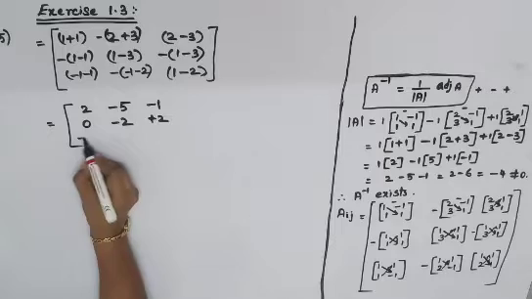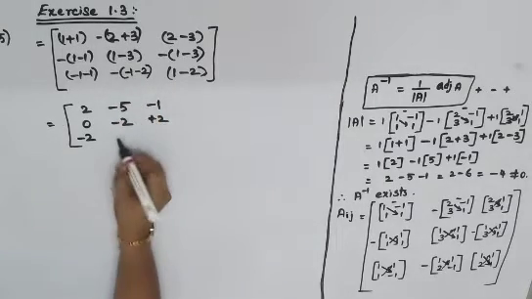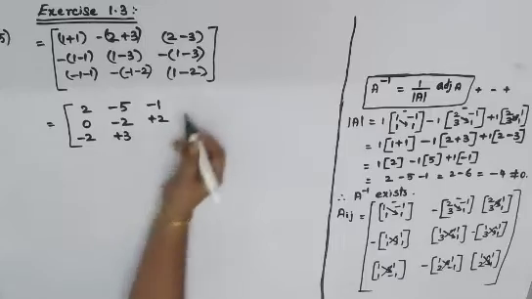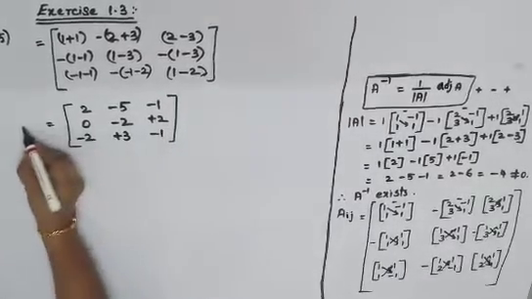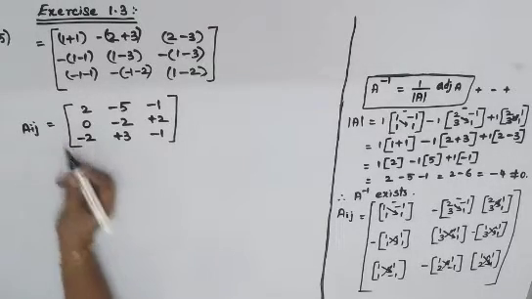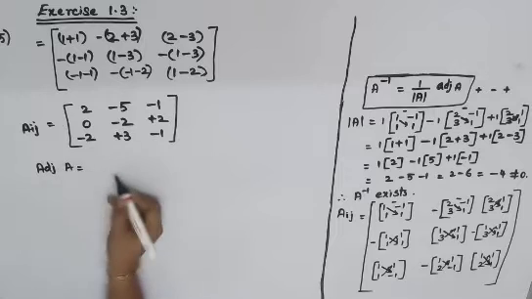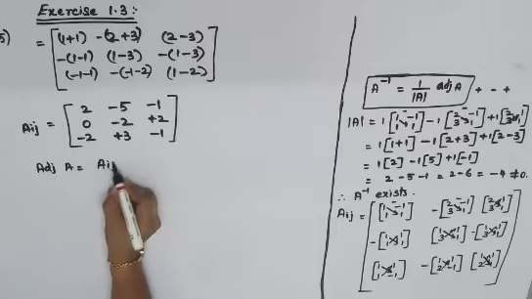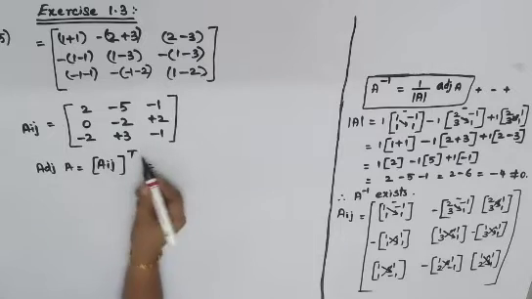Minus 1 will become minus 2. Minus 1 minus 2 is minus 3, but the minus is outside, so it will become plus 3. 1 minus 2 is minus 1. So this is your Aij. Now going to the adjoint of A, which is equal to Aij, the whole transpose.